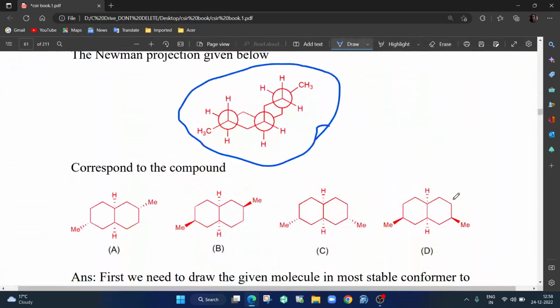Here interestingly all of the structures given are cis-decalin, so we clearly know it will be cis-decalin, but we will do it one by one. We can see here both the hydrogens are away from the viewer, that means the rings are cis to each other, so it is a cis-decalin system. Now, the only thing we have to look at is the other functional groups, other substituents.